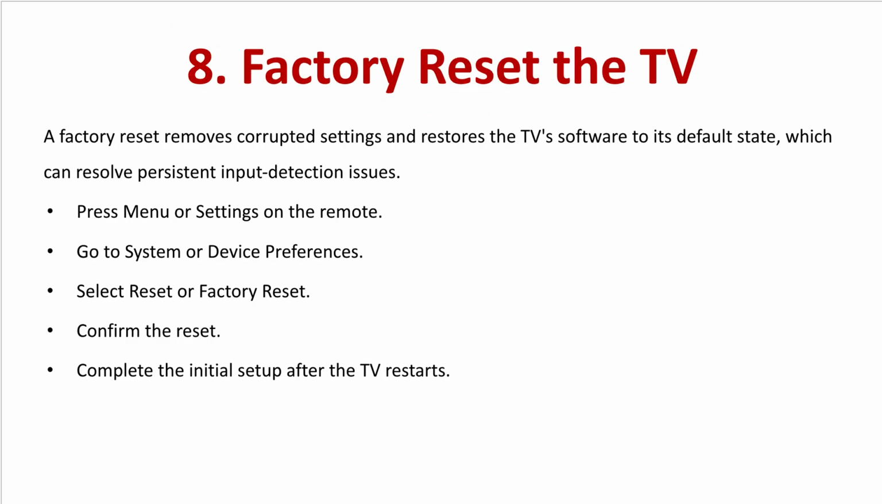Eighth one is factory reset the TV. A factory reset removes corrupted settings and restores the TV software to its default state, which can resolve persistent input detection issues. Press menu or settings on the remote. Go to system or device preferences. Select reset or factory reset. Confirm the reset. Complete the initial setup after the TV restarts.